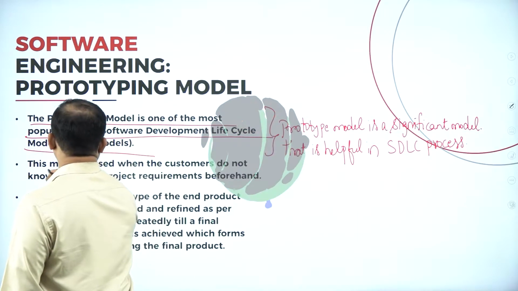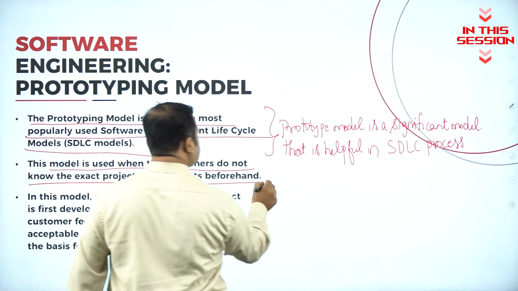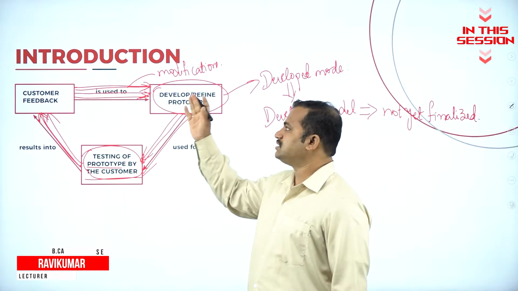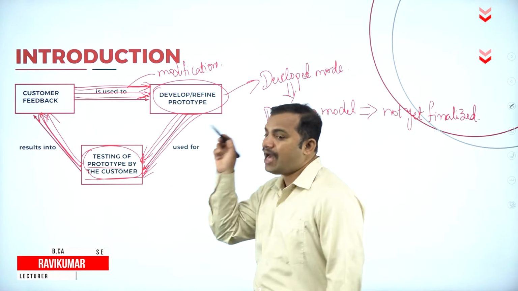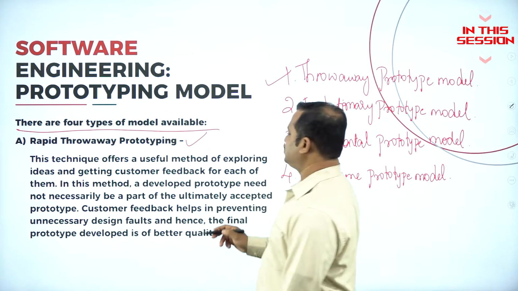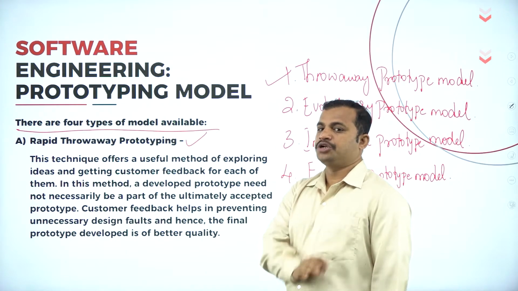This model is used when the customers do not know the exact project requirements beforehand. Once the complete requirement of a client is obtained, the developer starts developing the actual model through a prototyping model. In this case, this technique is used only at the time of the first version of software development.